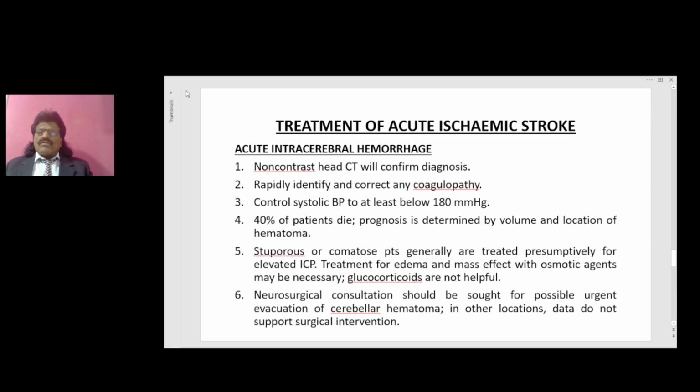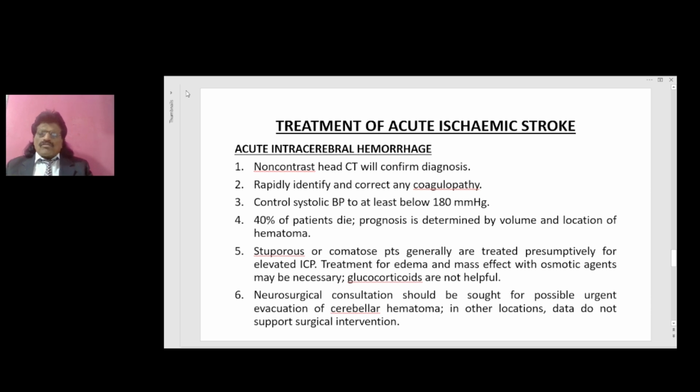Now let's talk about the treatment of acute intracerebral hemorrhage. Non-contrast head CT will confirm the diagnosis; rapidly identify and correct any coagulopathy. Control systolic BP to at least below 180 millimeters of mercury. 40% of patients die. Prognosis is determined by the volume and location of hematoma.